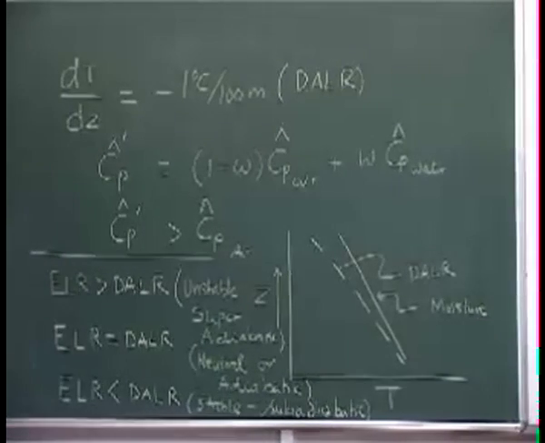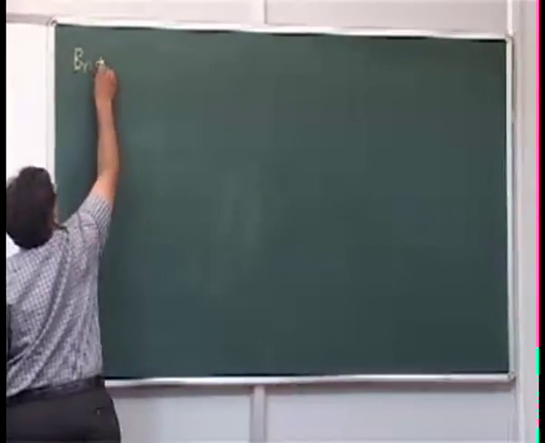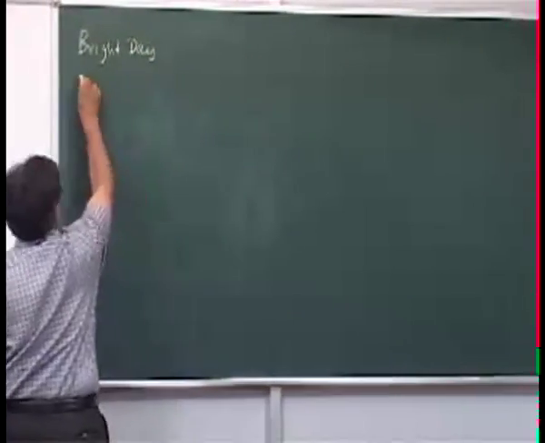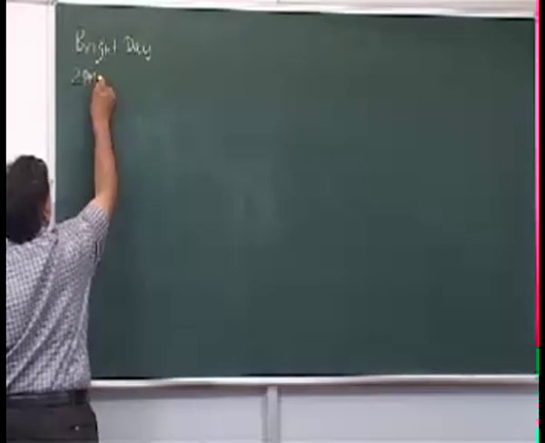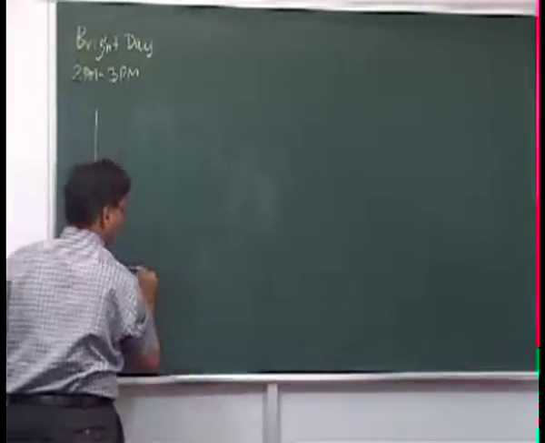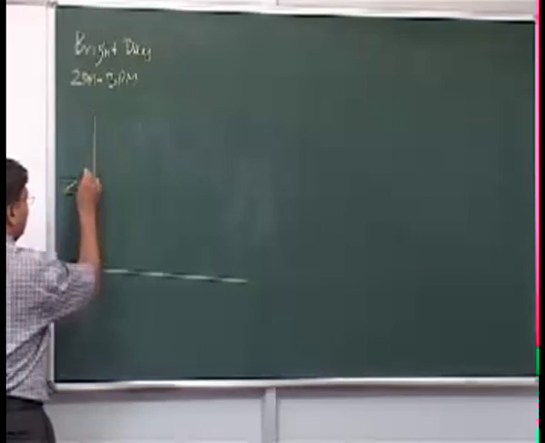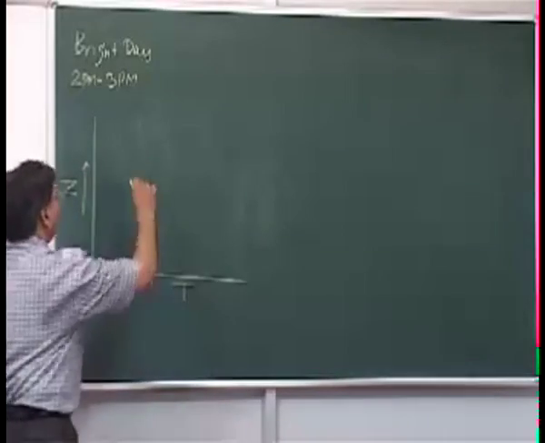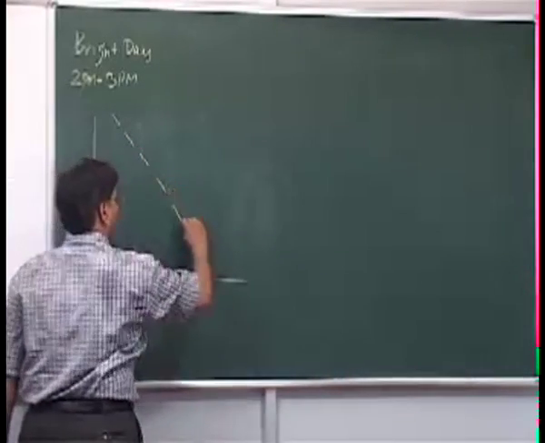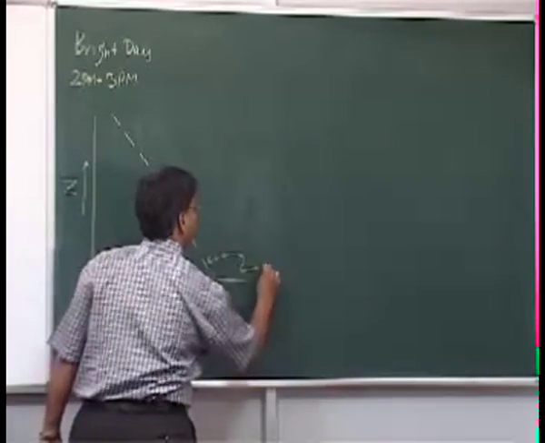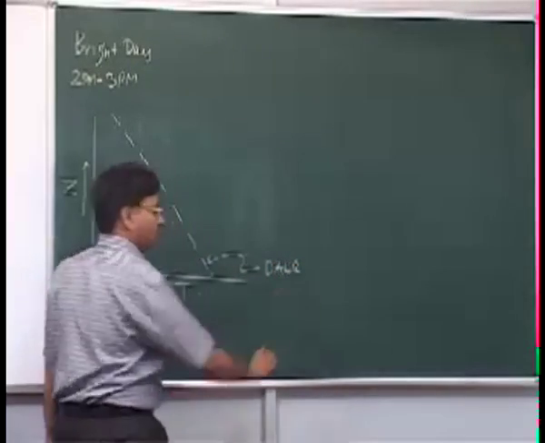So let us see what happens in the afternoon, 2 to 3 p.m. The situation is a bright day, and the time we are looking at is 2 p.m. to 3 p.m. And then we plot the same kind of graph again. We have Z here and the temperature here, and my standard lapse rate, DALR, is like this.